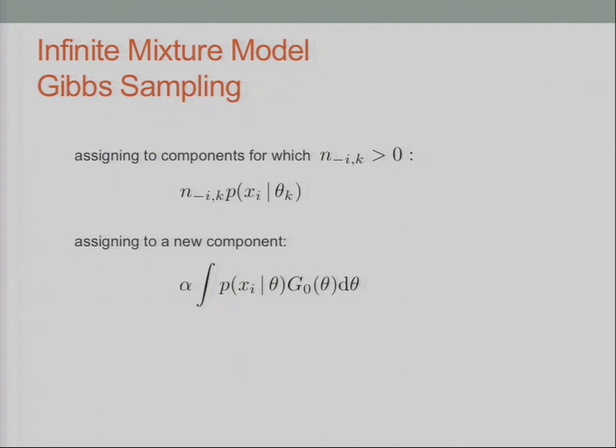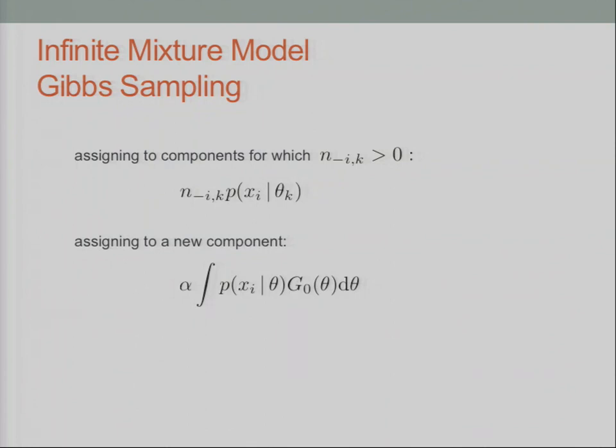So you take out the ith data point from the component that it belongs to. So it may have belonged to k or not. We don't know that. But if it is belonging to k, then we decrement n by 1. If not, we don't touch n. So this term is coming from the prior. And this is basically the probability of the data under that component. So how likely is it to observe that data given the component parameter?